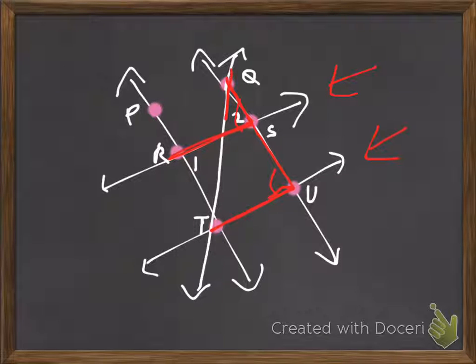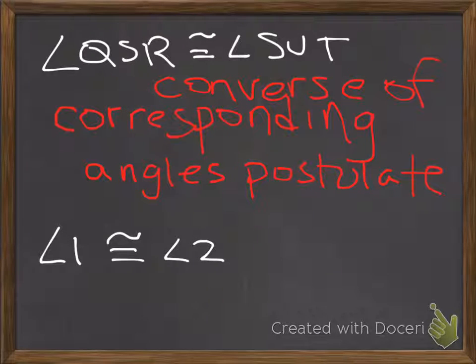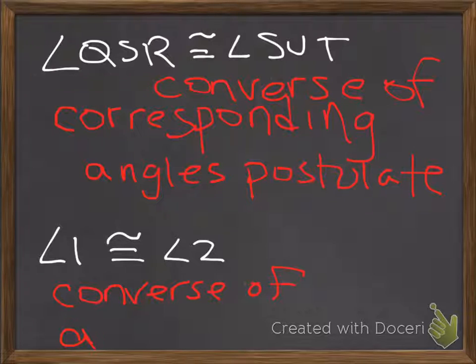Now we look at angles 1 and 2. Those are labeled here, so we have angle 1 and angle 2. Those are on opposite sides of the line, and they are both inside these two lines, P and Q. So those would be alternate interior, which means they are congruent, but we would use the converse of alternate interior angles theorem.